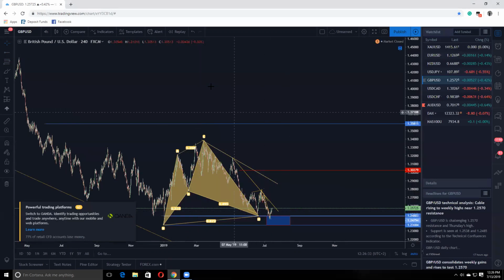So before I look for any possibility to the downside, to continuation to the downside, I'm looking at GBP USD to go all the way up at least around these levels before that downside. You check.